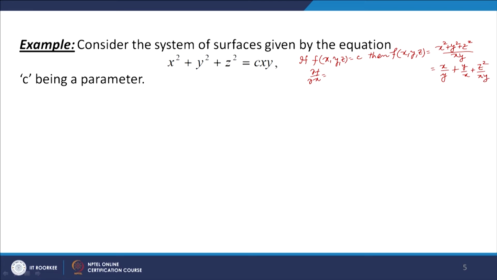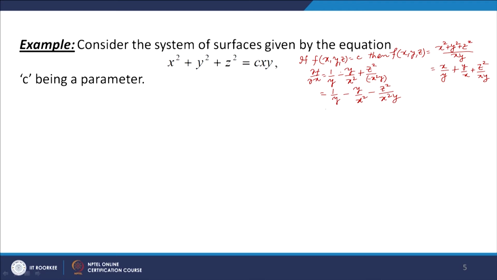Okay. So, when I differentiate it partially with respect to x, I get 1 over y, and then the partial derivative with respect to x will give minus y upon x square. Here the partial derivative with respect to x will give z square times 1 over x, which gives minus 1 upon x square. So, minus z square upon x square y. So, this is 1 over y minus y upon x square minus z square upon x square y.